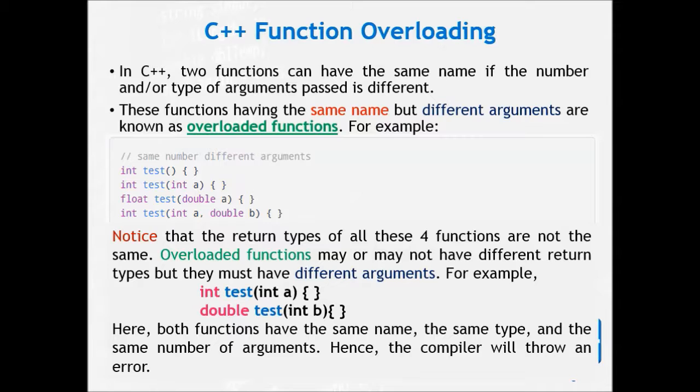Overloaded functions may or may not have different return types, but they must have different arguments. For example, int test(int a) and double test(int b). Here both functions have the same name, the same type, and the same number of arguments. Hence the compiler will throw an error when we want to compile it.